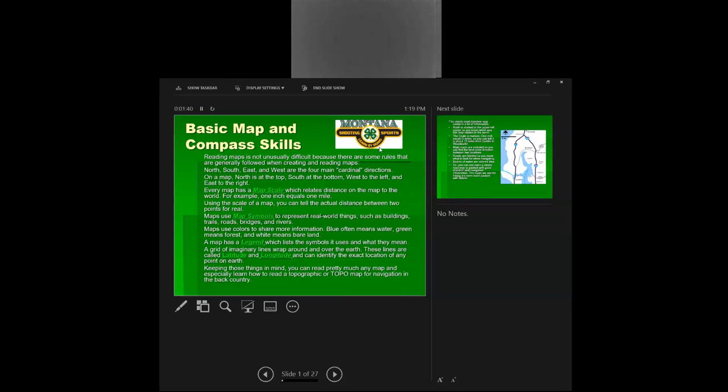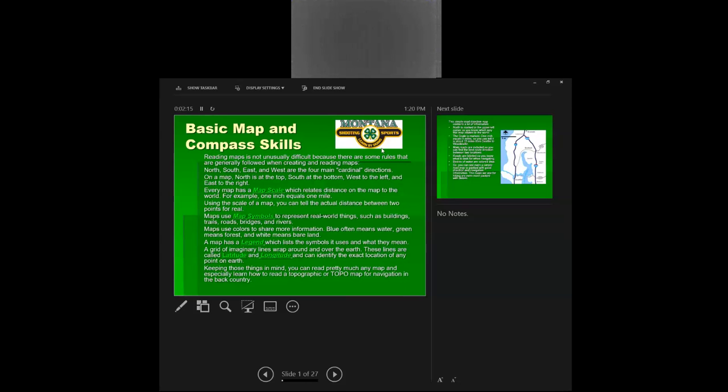Usually when you are using a map, it's very, very simple to do. You have north, south, east, and west, which are the cardinal directions. North is at the top of the page, south is at the bottom, west is to the left, and east is to the right. Every map is going to have a scale which relates to the distance found on the map. Most of them are 1 inch is 1 mile unless we use some other types of maps that will be specified. It's the distance between two real points on the map.